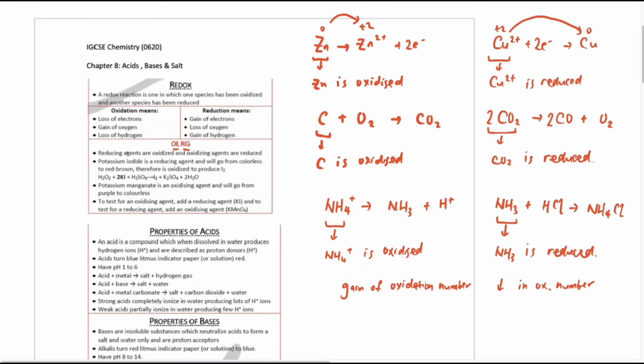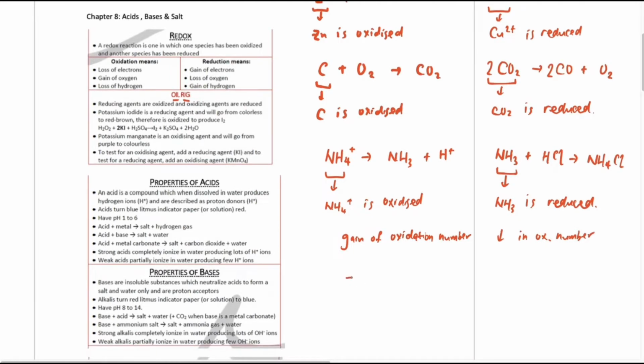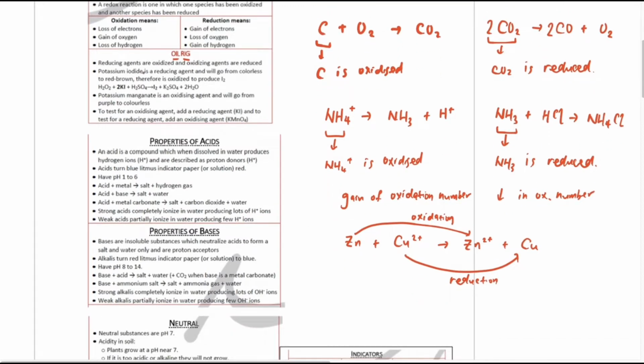Now next point, reducing agents are oxidized and oxidizing agents are reduced. To understand this, let's take a quick example. Let's say I have zinc reacting with Cu2+. This is what we call a displacement reaction. Zinc as a solid is put in the copper 2+ solution, and then zinc displaces copper from its solution. That means zinc will dissolve and copper will come out of the solution. So this to this is oxidation, and we also know that this to this is reduction.